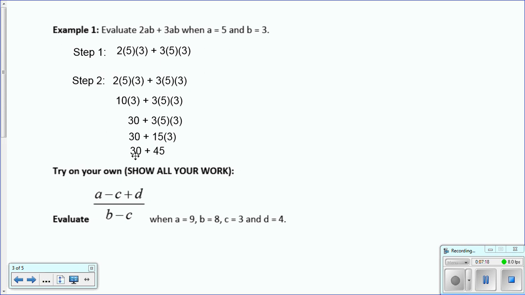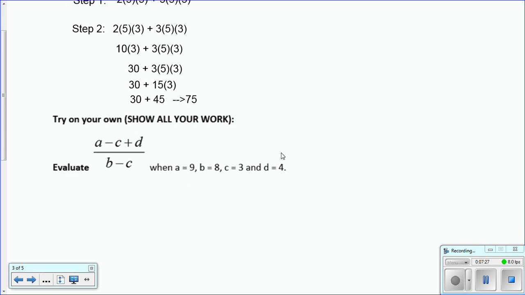Now I can go ahead and add it because I don't have any multiplying anymore. And 30 plus 45 gives me 75. That's my answer. Okay? Now it is your turn.